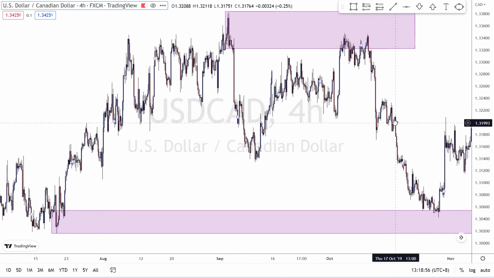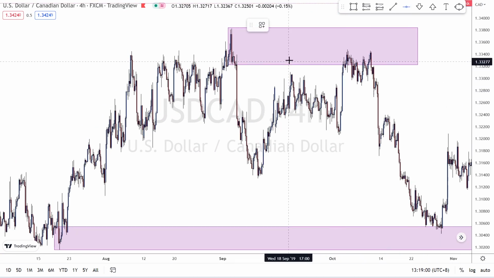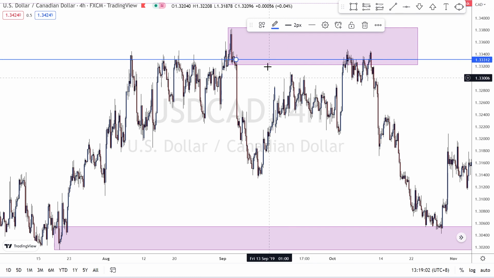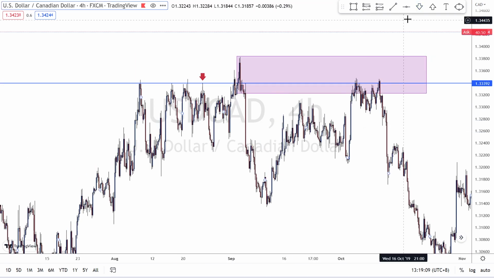I have a full video talking about how to find entry point and theory fake out, how to have a sharp entry, in my channel. We have a significant resistance right here. We can make this as our entry point and our zone can be smaller.